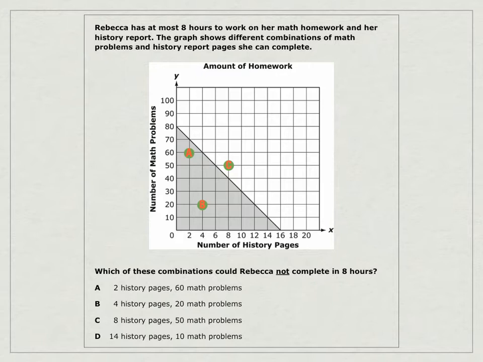Just to be sure, I'm going to find D. As long as D lands in the shaded region, then I know that C is going to be the combination that she cannot complete. D says 14 pages of history and 10 math problems. When you plot that, you are on the line, but that is okay because in this case, my line is solid, which means any point that lands on that line is going to be a combination that could work. So my best answer here is going to be C. She could not complete 8 pages of history and 50 math problems in the 8 hours that she's allotted for homework.